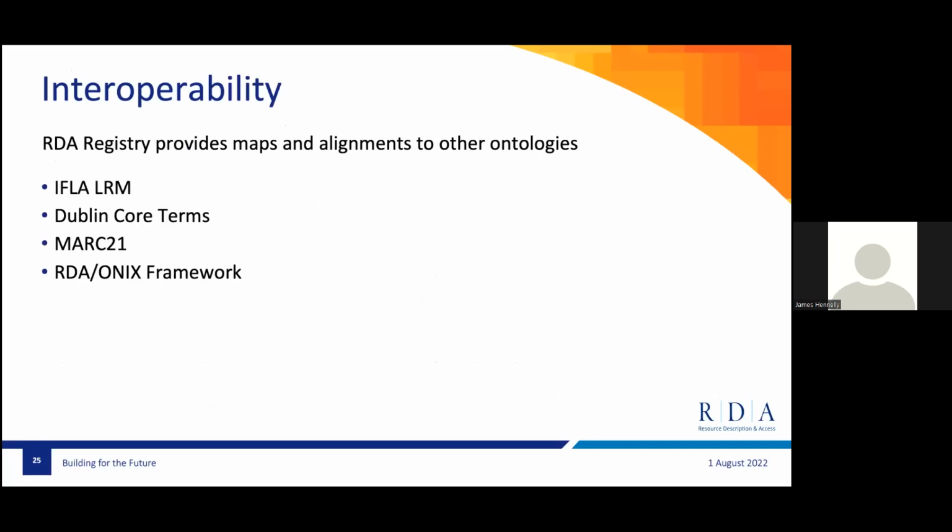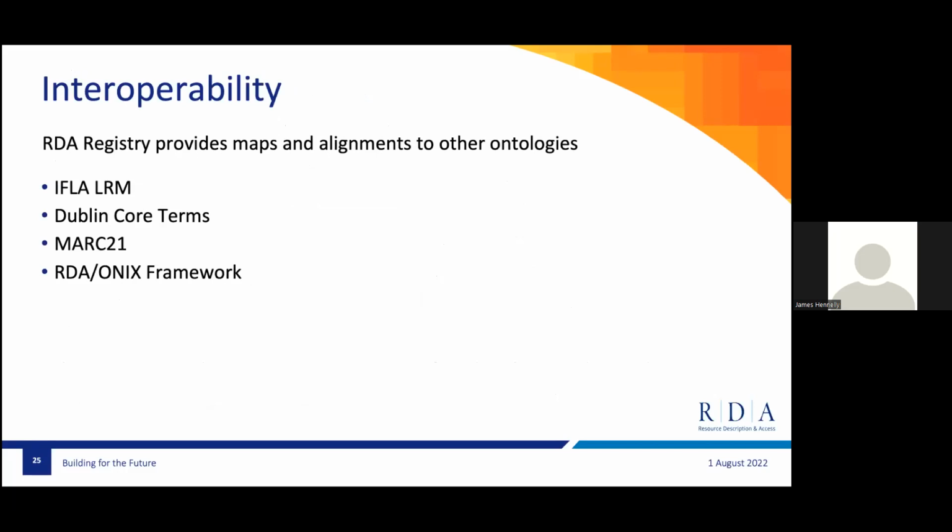So we know that RDA doesn't live alone, that there are other ontologies out there. And in the spirit of linked open data, the RDA Registry provides maps and alignments to other ontologies. We provide a map to IFLA LRM, which is what RDA is based on, the Dublin Core Terms, the MARC 21 formats, namely the bibliographic and authority formats, and the RDA ONIX framework.